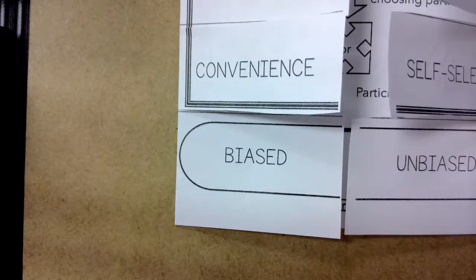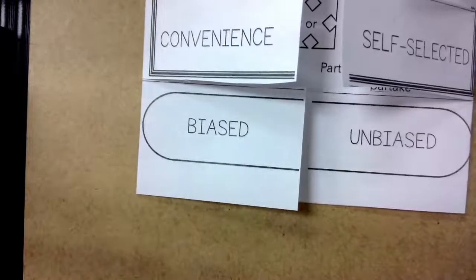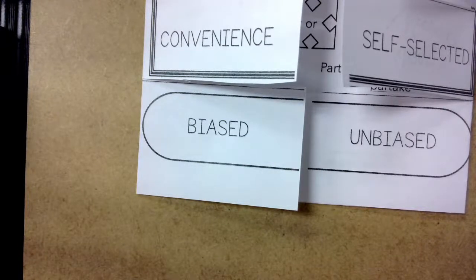Unbiased. What's our unbiased? And what does un tell us? Not. So if bias means we're going to get the wrong representation, what would unbiased tell us? We should get the right. It should result in an accurate representation or a correct representation.